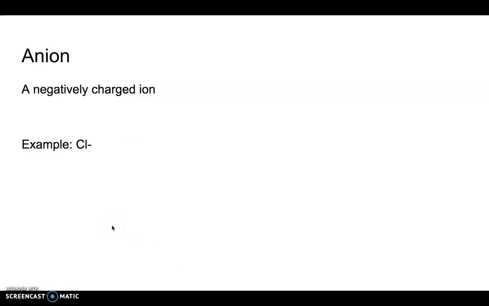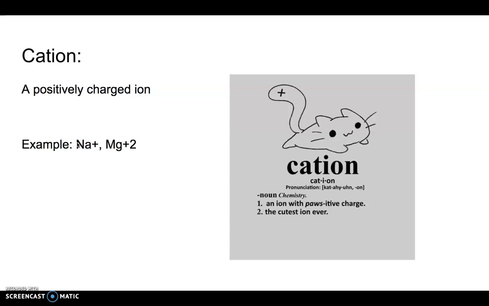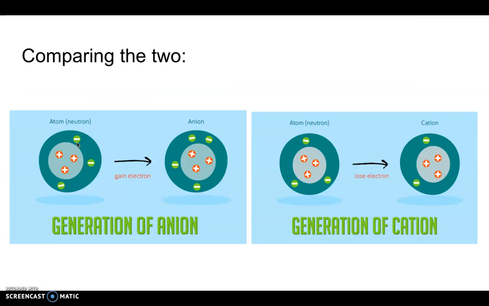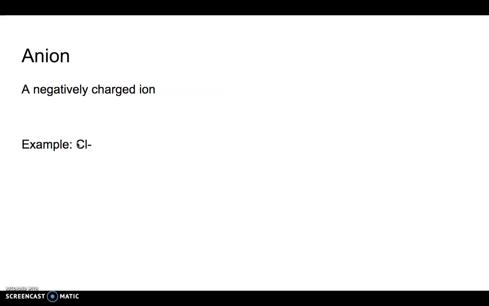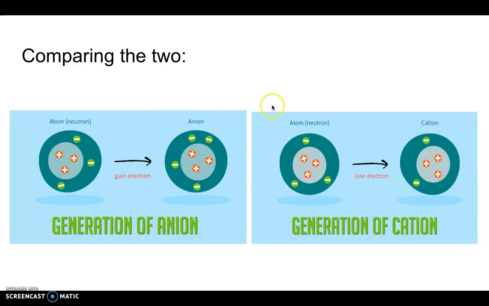On the opposite side, an anion, I don't have a picture for this one, is a negatively charged ion. So that's when an atom gains electrons, right? It gains more negative forces. So my example here would be chlorine minus 1, or just minus, because the 1 can kind of be assumed. Right, so I have cations, a positively charged ion, and anions, a negatively charged ion. If we compare them right next to each other, I think this is a good visual for you if you're a visual kind of person.